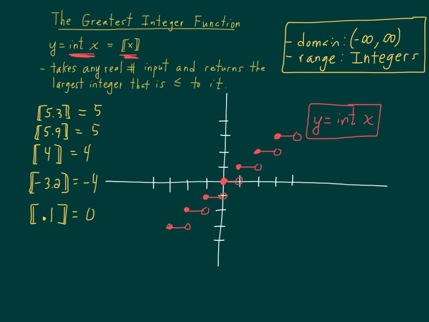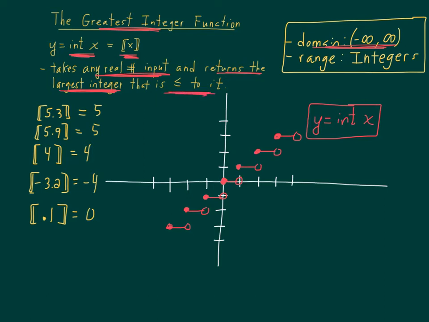The greatest integer function takes on any real number input, so that means our domain could be any real numbers, and it's going to return the largest integer. That's why it's called the greatest integer function. It's going to return the largest integer that is less than or equal to it.